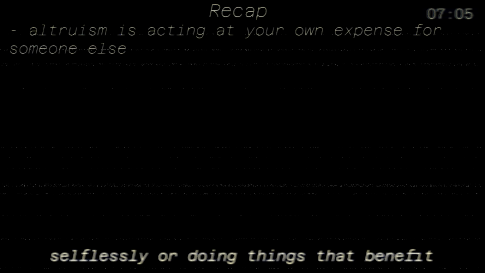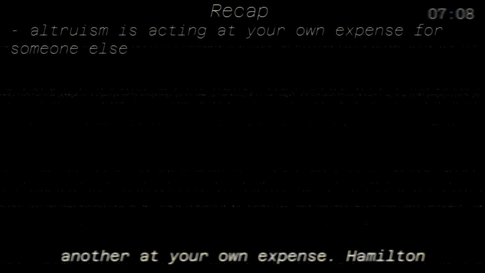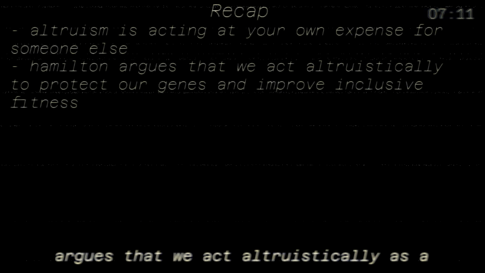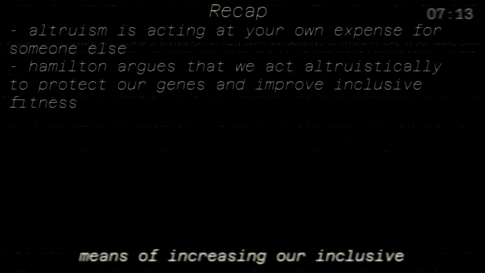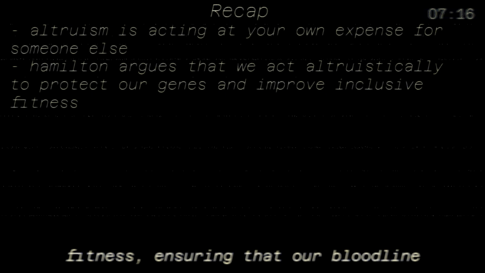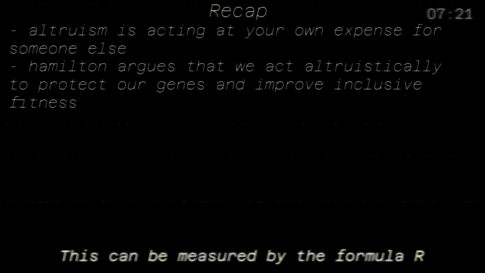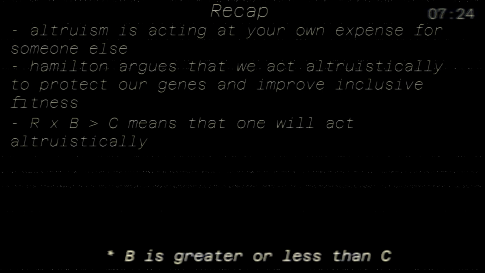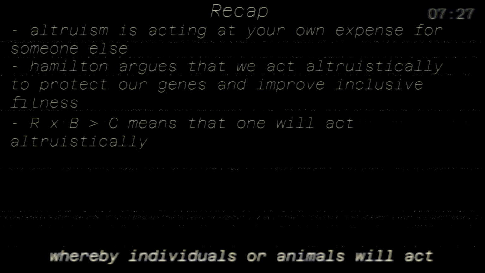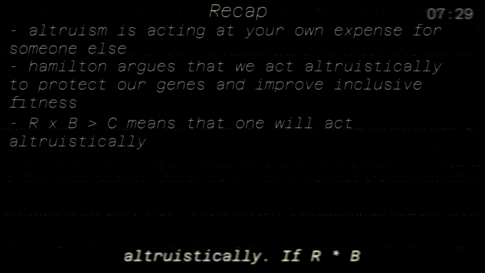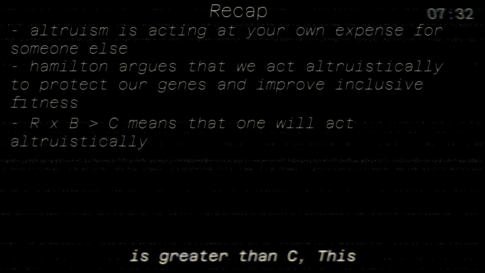Now, that is a lot of information to digest, so I'm going to do a quick recap of what we've gone through so far. So, first of all, altruism is acting selflessly or doing things that benefit another at your own expense. Hamilton argues that we act altruistically as a means of increasing our inclusive fitness, ensuring that our bloodline continues and spreads. This can be measured by the formula R times B is greater or less than C, whereby individuals or animals will act altruistically if R times B is greater than C.